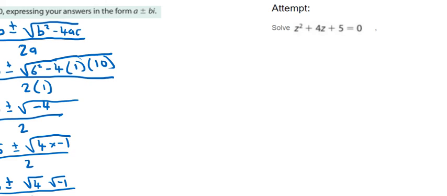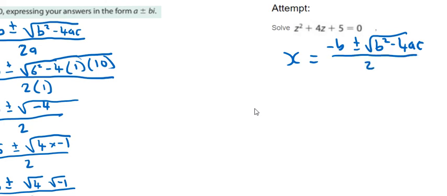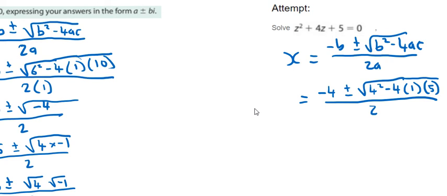The formula is minus b plus or minus square root of b squared minus 4ac, over 2a. So that's going to be minus 4 plus or minus square root of 4 squared minus 4 times 1, because a is 1, times 5. I didn't actually write out what a, b and c were this time, I'm just putting them in. So 2 multiplied by 1 is on the bottom. a is 1, b is 4, and c is 5.